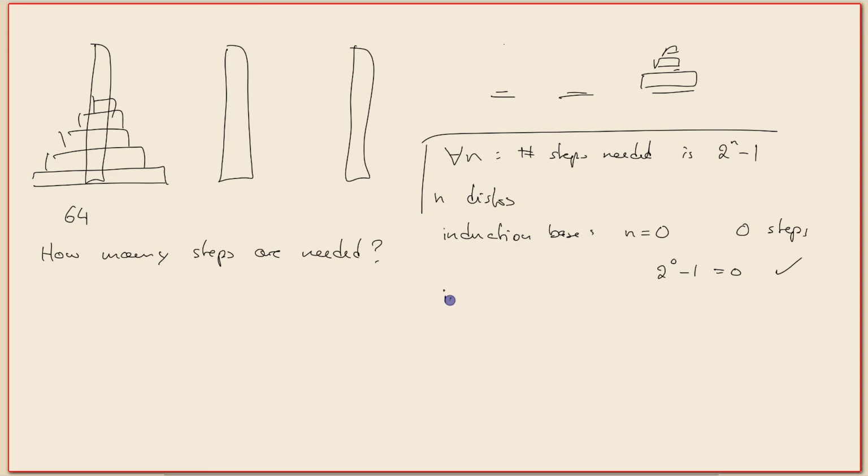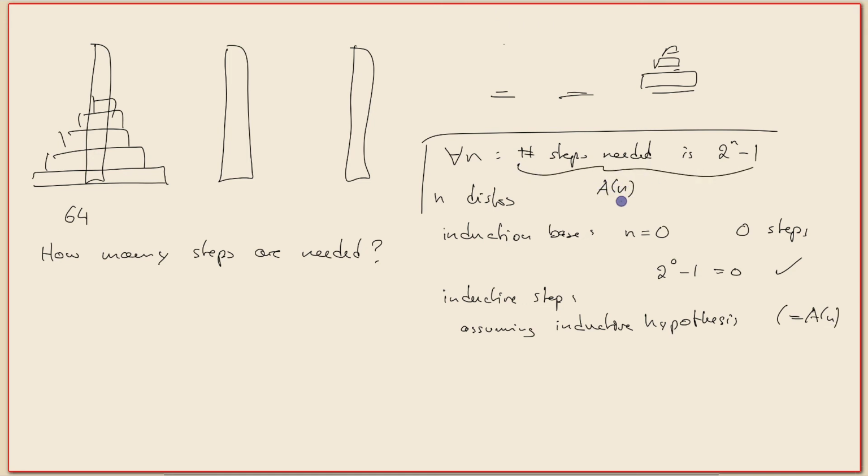And now we do the inductive step, which is, I'm assuming, the inductive hypothesis. That's how people often call this. That's the A(n), and this is our statement A of n. So let's assume that we already know for n disks, it's exactly 2 to the n minus 1 steps that I need. And now comes the brilliant little insight.